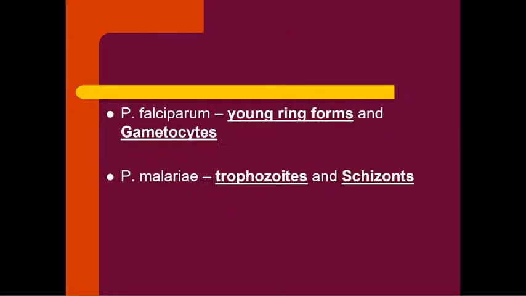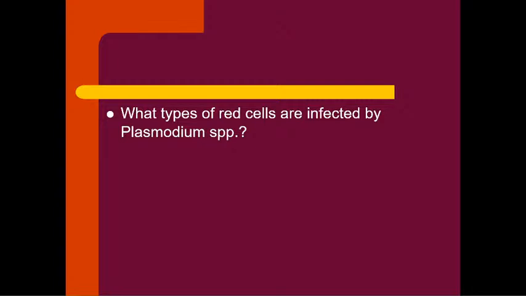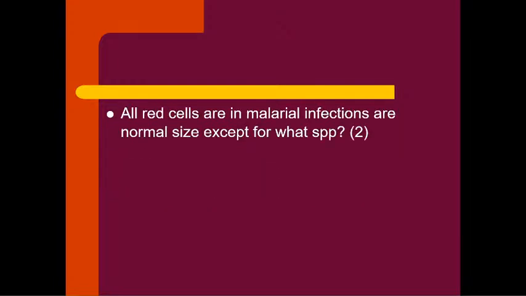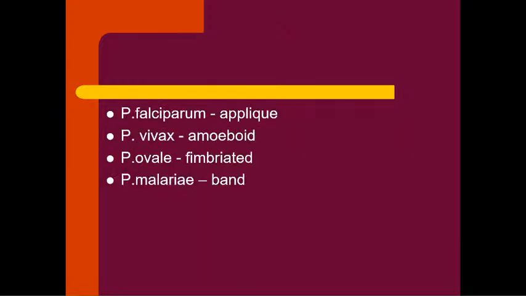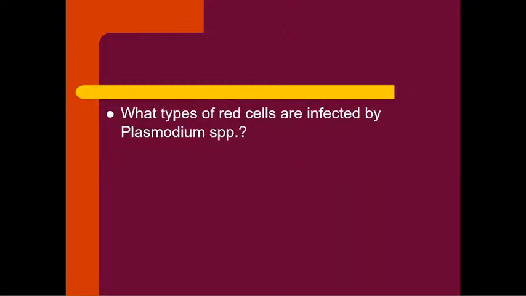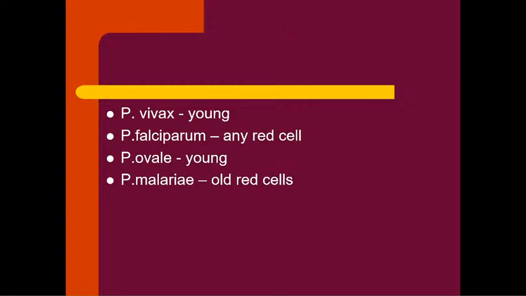Now, let's talk about the types of red cells infected by each species. As I mentioned before, Plasmodium vivax and Plasmodium ovale are of normal size. Therefore, they will only infect younger cells, the red cells that were just released prior to maturation. So once the cell is a normocyte, that's the only one Plasmodium vivax and Plasmodium ovale pay attention to.